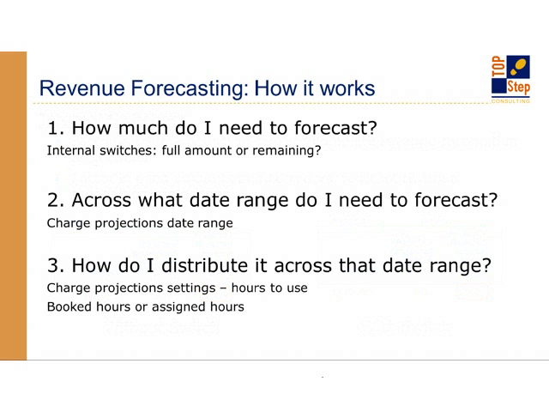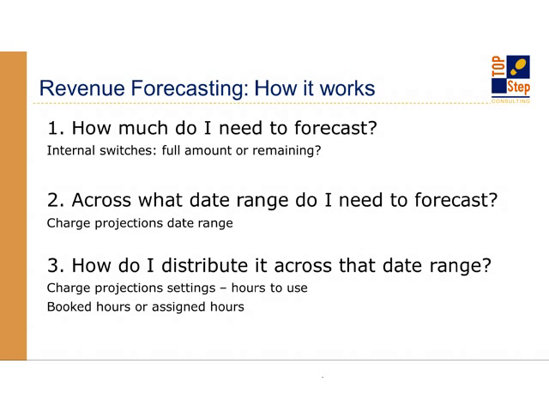Next question is, across what date range do I need to forecast this? I'm going to spread out this amount from question 1 between which dates? And that's controlled by your charge projection date range. And then the third question it asks is, how do I distribute it across that date range? I'm not going to do it evenly, obviously, otherwise our hours wouldn't matter. So it looks at our charge projection settings first of all. Is it going to use booked hours or planned hours? And then based on that, it's going to look at the actual booked hours or assigned hours or planned hours you've got, and it's going to scatter them accordingly.